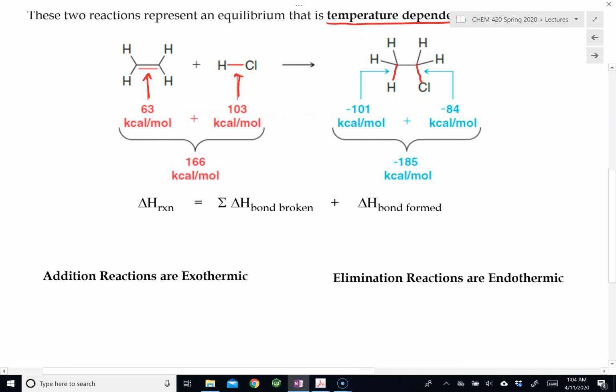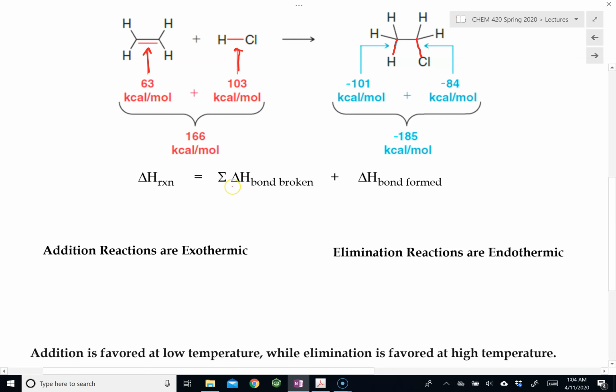And if we were to add all of this up, the delta H of the reaction equals the sum of all of the delta H of bonds broken plus the delta H of all of the bonds that are formed. But now we have to notice that all of the bonds that are formed will have negative value to them. So if we were to calculate this, the delta H of the reaction would then equal 166 kilocalorie per mole. That's the sum of these two bonds added together. And now plus negative, when these two bonds right here are added together, they equal, again, negative 185 kilocalorie per mole. And now the delta H of this reaction right here is negative 19 kilocalorie per mole.